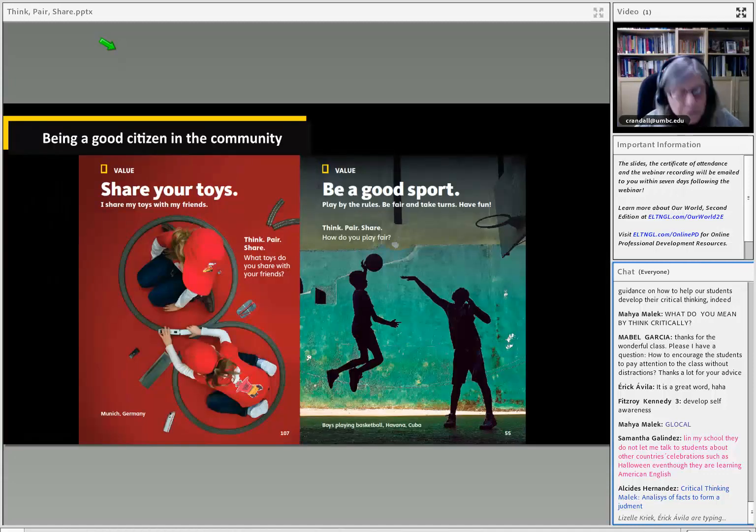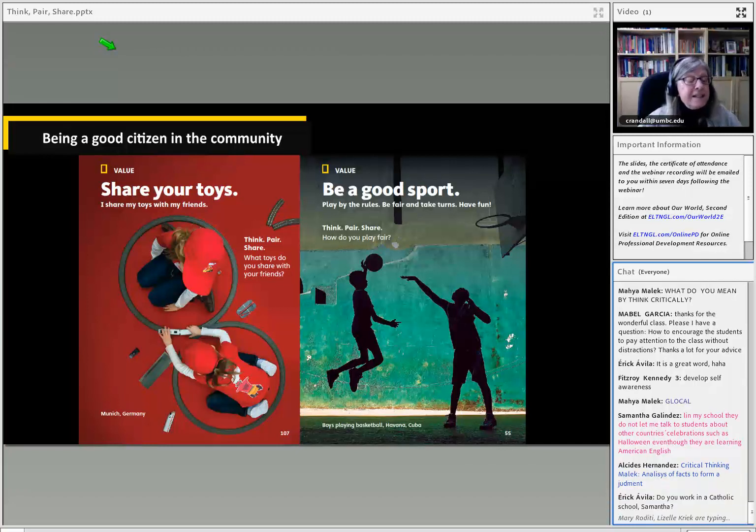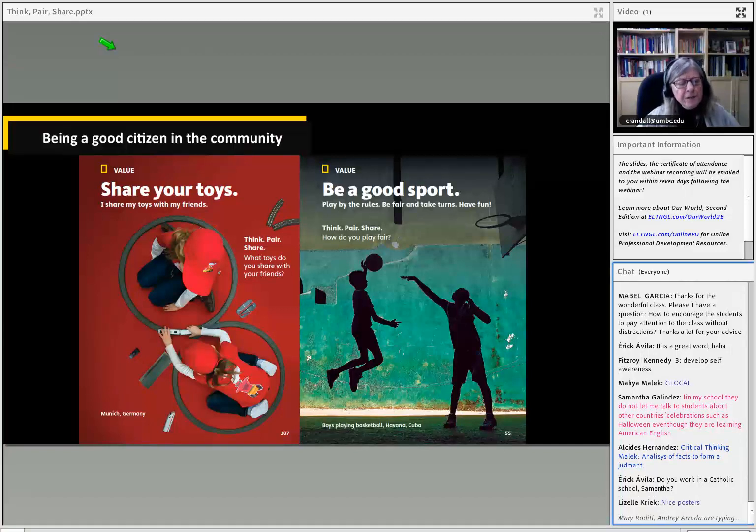So here are some very simple, good values for being a good citizen in the community. The first one, share your toys. And it says, I share my toys with my friends. And the question is, what toys do you share with your friends? It's a think, pair, share. It's really important. If you're now doing this online, some suggestions. You might ask children to actually hold up or take a picture of their favorite toy, and then they can share that toy with the rest of the group.